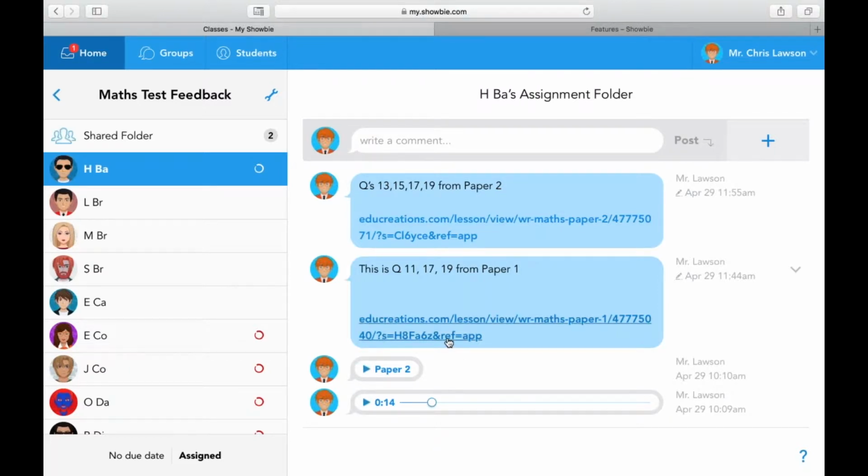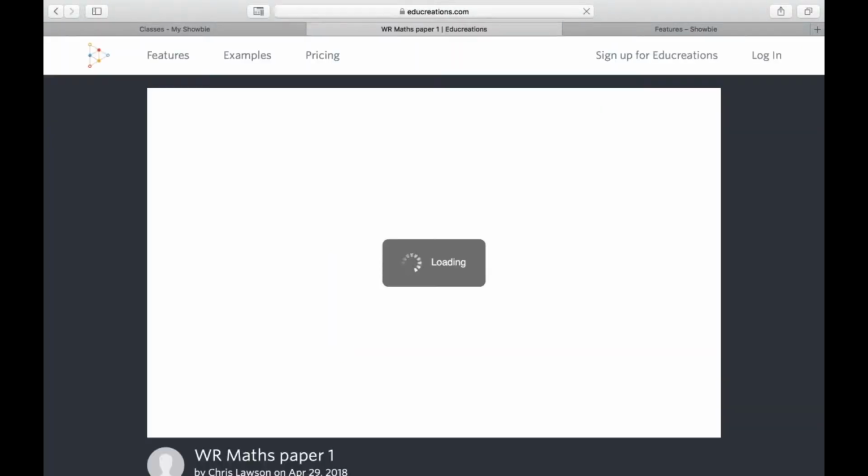But then on top of that, using other applications, so this is an example using EduCreations. I've created a link.